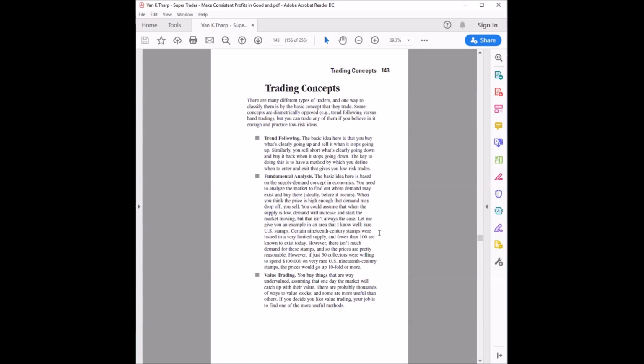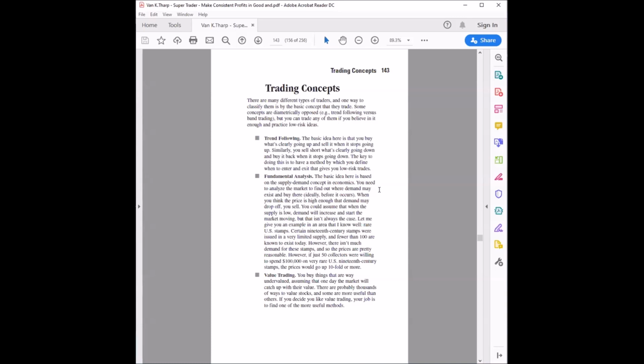So none of these is necessarily better than the other at a fundamental level, but some of these will fit you as an individual better than others at a very basic level. So the first one is trend following. The basic idea here is that you buy what's clearly going up and sell when it stops going up. Similarly, you sell short what's clearly going down and you buy it back when it stops going down. So trend following is very simple. Buy low, sell high, buy low.